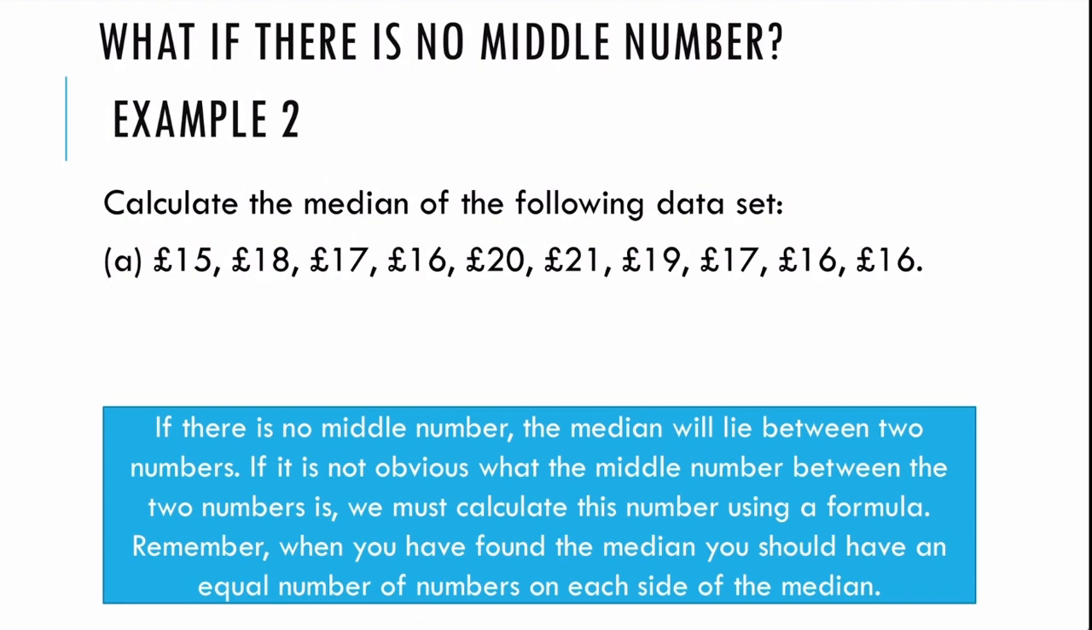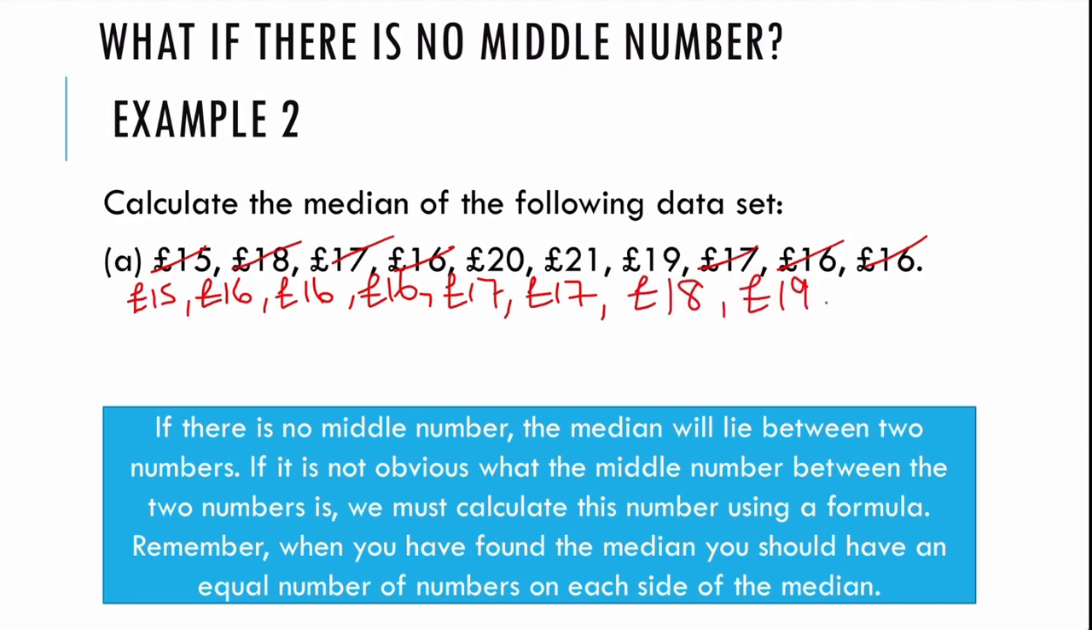Right, first of all, I'm going to order this data. So starting with the smallest number, which is 15. Then I have 16, 16, 16. Then I have 17, 17, 18, 19, 20 and 21. Okay, so there's 1, 2, 3, 4, 5, 6, 7, 8, 9, 10.